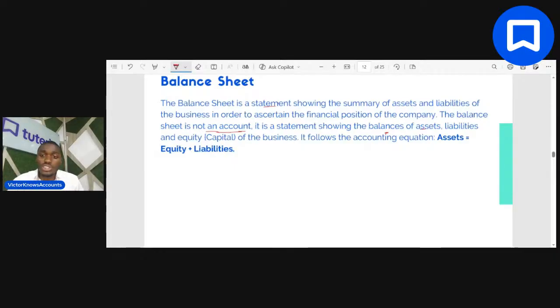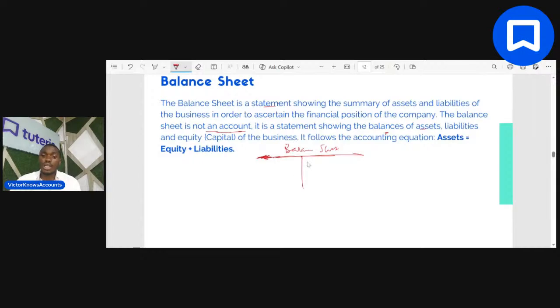So it follows the accounting equation that says asset equals equity plus liability. It means that if you want to write out your balance sheet in a hurry, you are going to have something like this. Now, this is the T format. There is also the vertical format. Don't forget, there is nothing like debit here because it is not a double entry account. It does not have debit and credit. Your balance sheet does not have debit and credit. So you have something like this.